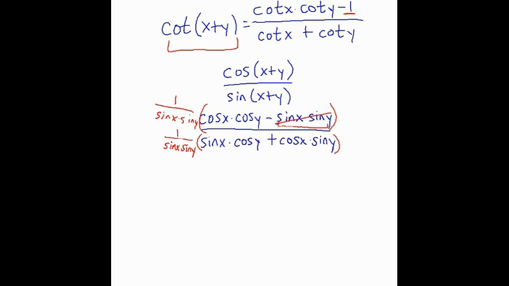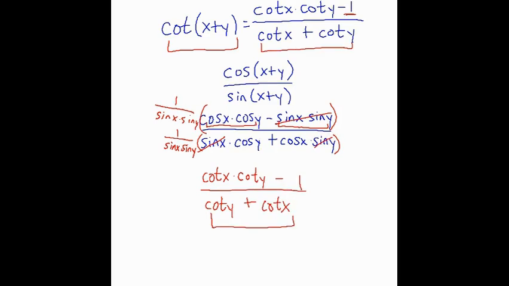So these will cancel and become 1. This will be over sine x sine y, so this will get canceled. We'll have cosine y over sine y, so cotangent y, plus the sine y will cancel this time, and we'll get cotangent x. And of course, if we wanted our difference identity, we just go ahead and switch all the signs, and we're done.